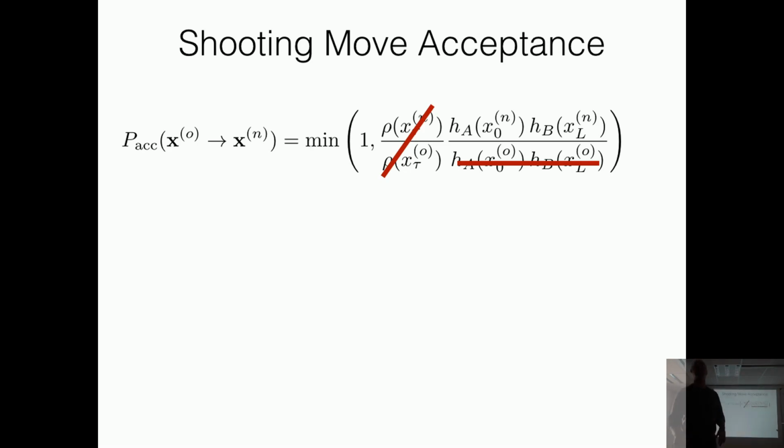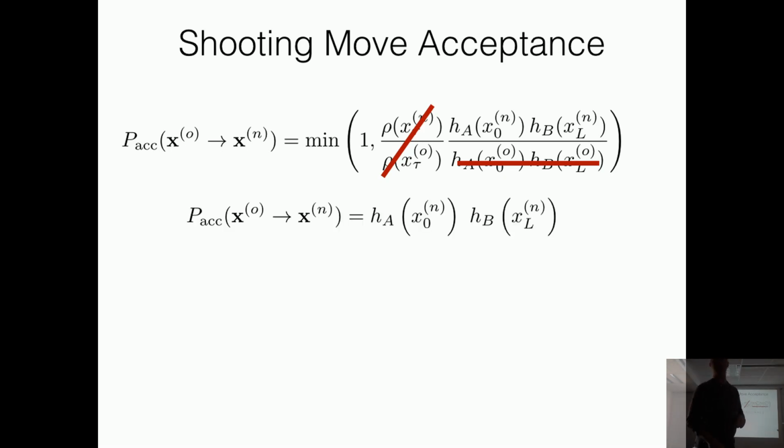Can somebody tell me why I can get rid of the denominator indicator functions? What do I know about my initial trajectory? It was already part of the ensemble, so it had to start in A and end in B. So the initial trajectory started in A and ended in B. Therefore, that was 1. That thing on the bottom is just 1.